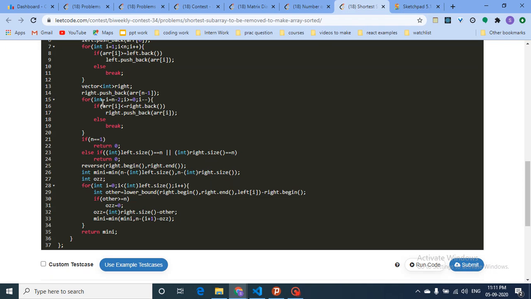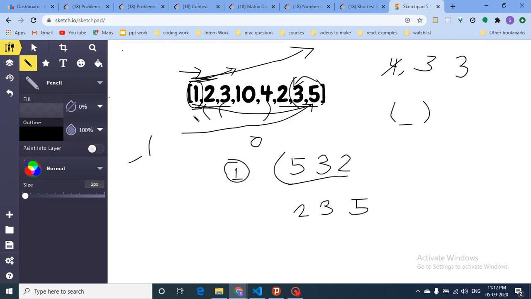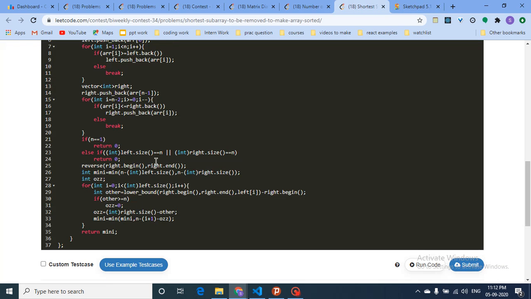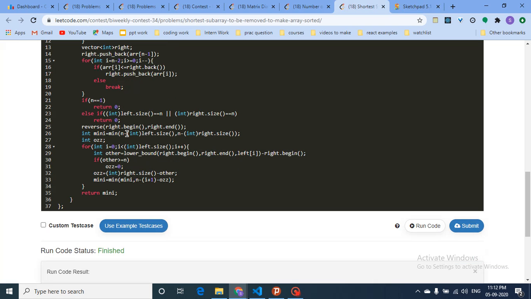Else, because right will store the elements in reverse order, you have to reverse it again. And then you have to find the minimum value. I have found two vectors: the one increasing from the left and the one increasing from the right. If I take only this vector, nothing else, then how much do I have to remove? I have to remove the total length minus the length of the left vector. That's what I've done. Initialize with whichever is the minimum of n minus the left vector size and n minus the right vector size.